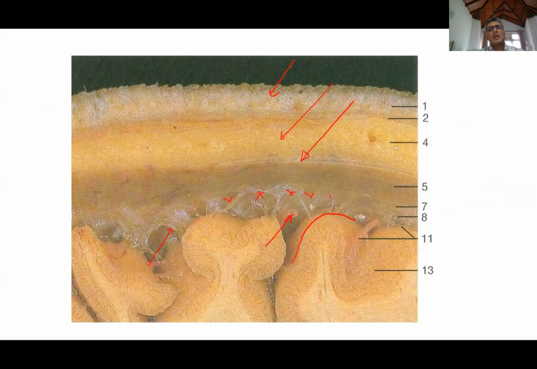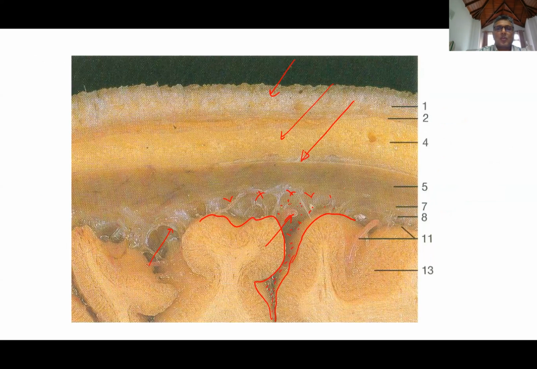The blood vessels run through that space, and when they do, they are bathed in cerebrospinal fluid, because that space is filled with cerebrospinal fluid. And the other thing is the subarachnoid space: since the pia mater is attached to the surface of the brain like this, it dips down into the sulci. So the subarachnoid space continues down into the sulci like this.